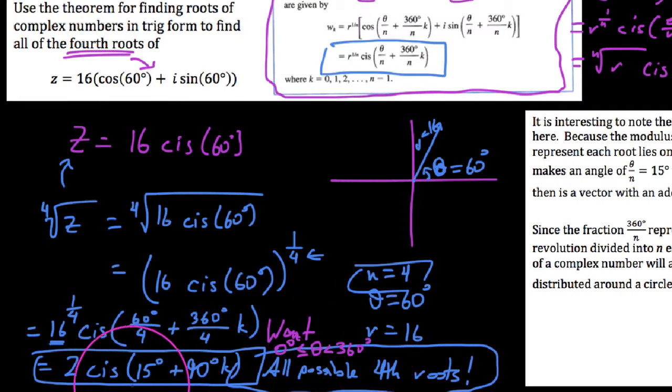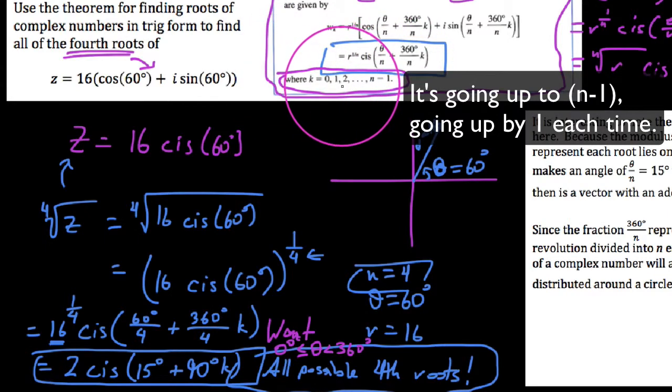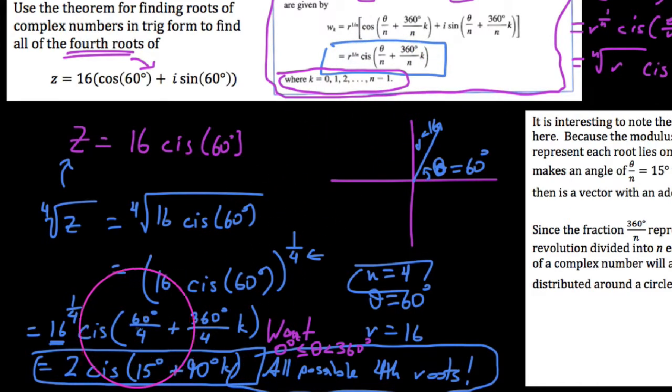So here's the deal. When we do this, you'll notice that up here on this theorem it says k starts at 0 and goes up to 1, and then to 2, and then up to n minus 1. And the thing I want to point out here is this: if I were to plug in n minus 1 for k, and in this case n is 4 in our example down here, if I were to plug in 4 minus 1 for k, then I'd be plugging in a 3 right here, and 3 times 90 is 270 degrees, and 270 plus 15, we're going to find out here in a minute, is 285.